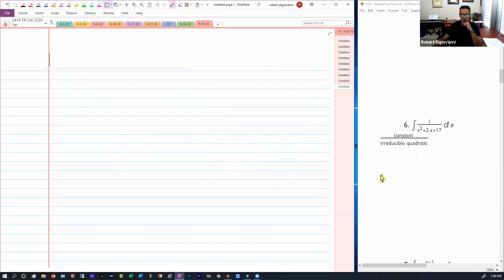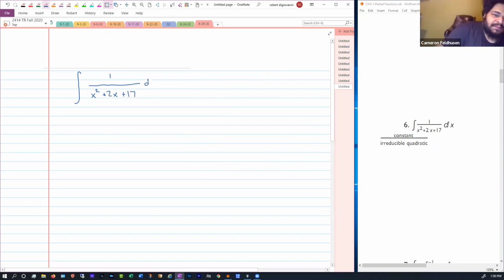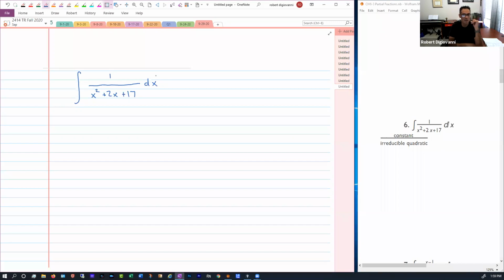A constant over an irreducible quadratic. I'm just going to write the problem down. What do I mean by irreducible quadratic? Does anyone know what I mean by irreducible? Can't factor it. That's exactly it. So if you want to replace irreducible with the words can't factor, do you all agree we have a constant on top, and on the bottom, a quadratic that cannot factor? There's no way to break up that quadratic nicely into two things being multiplied together, like x plus some number, x minus a number. This is a no-go, right?